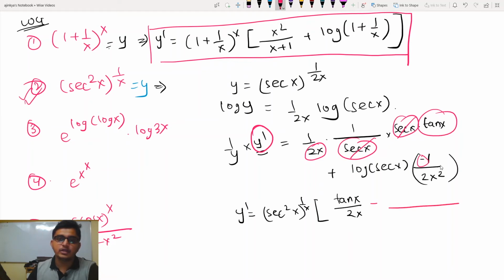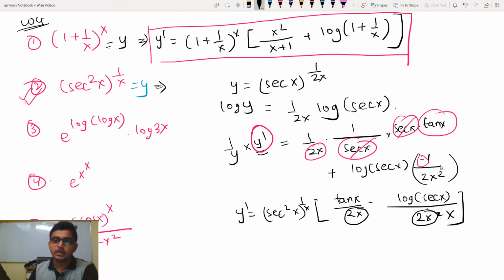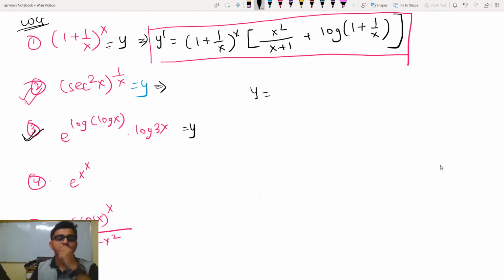And then in the numerator we have log of sec of x, and in the denominator we have 2x squared. So even from this you can take 2x as common from these two terms and bring it out, or you can just simplify as it is. So the third problem is very easy, but we need some kind of simplification over here.